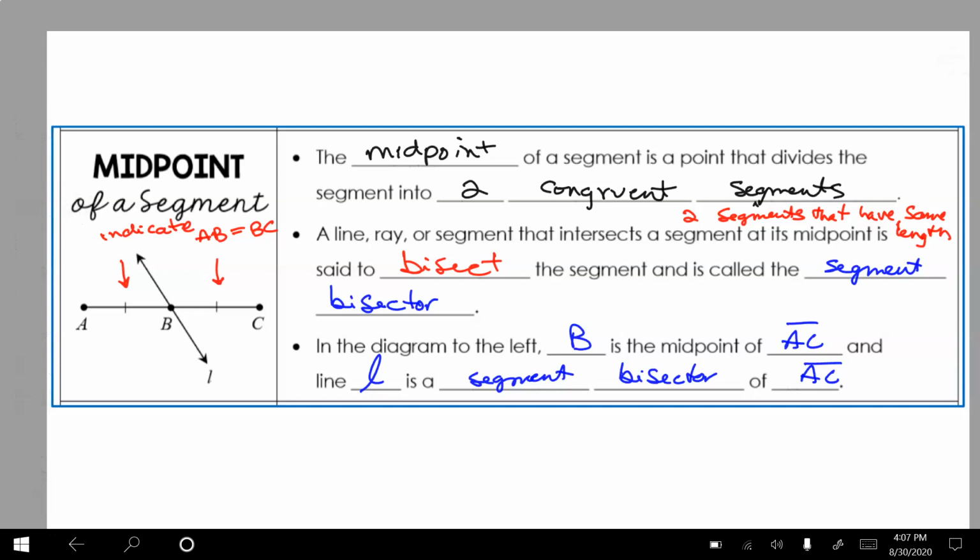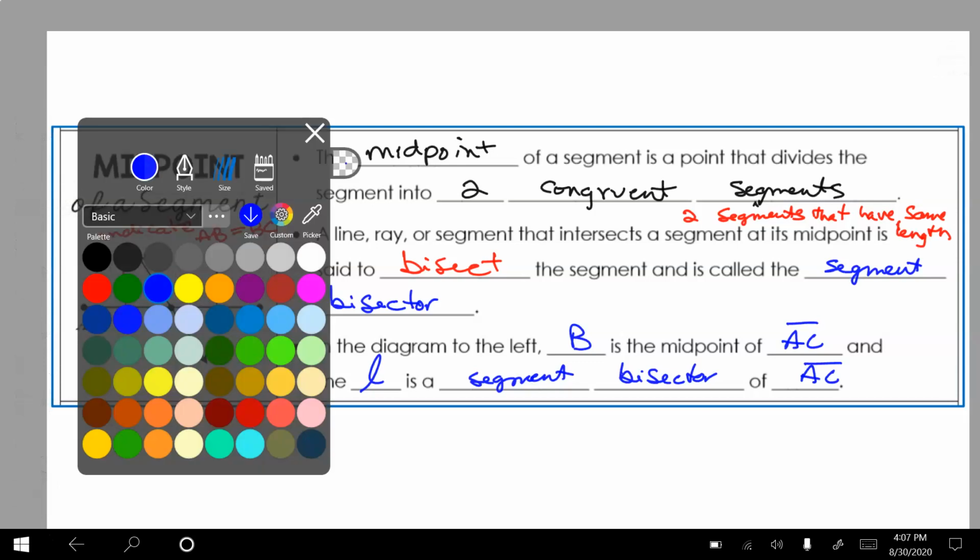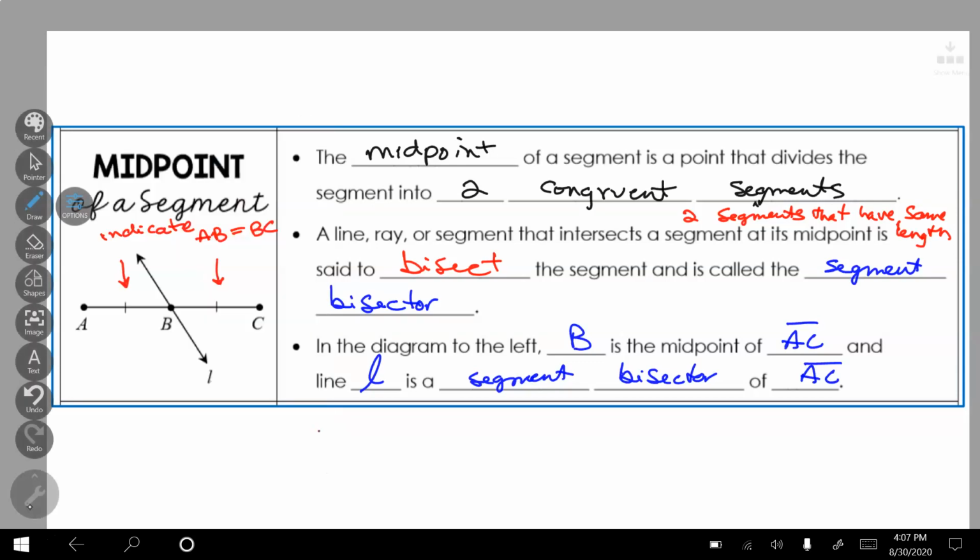So here's an interesting question. Does a line have a midpoint? Does a ray have a midpoint? Can you bisect them? Interesting question.